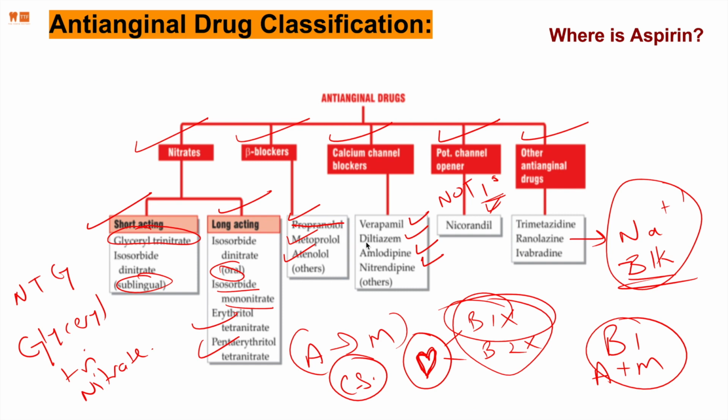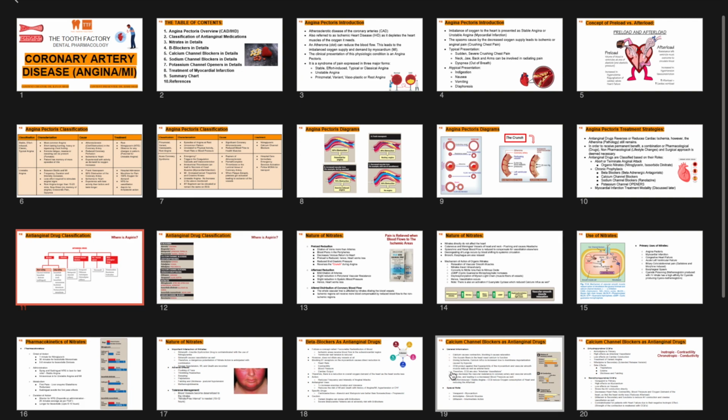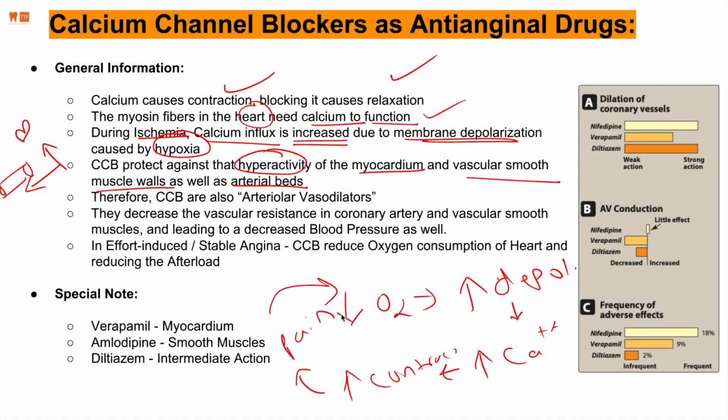Calcium channel blockers, we have amlodipine, nifedipine, nicardipine. Verapamil and diltiazem were one family. These are two different families. So one acts on vessels, the other acts on the heart. Okay, therefore, CCBs are also arteriolar vasodilators.